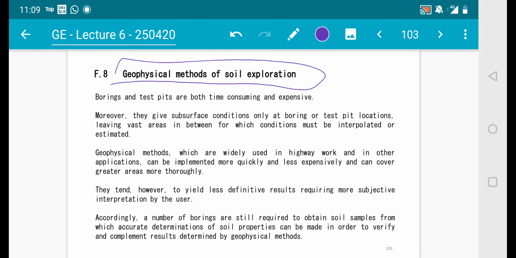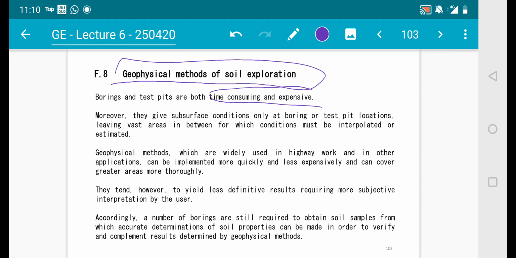Okay, so borings and test pits are both time consuming and expensive, because we have to dig soil out, and this will accommodate lots of instrumentation and also big machines. So that's why it's time consuming and expensive. Moreover, they give subsurface condition only at the boring or test pit location, so it's pretty limited. If you take a borehole at a certain location, whatever result you take is just for that borehole. Of course, if you have more boreholes, you're going to have more information, but if you have just one, you might want to have some interpretation of the other locations near the borehole area. So you're going to have a lot of assumptions if you only have one borehole.